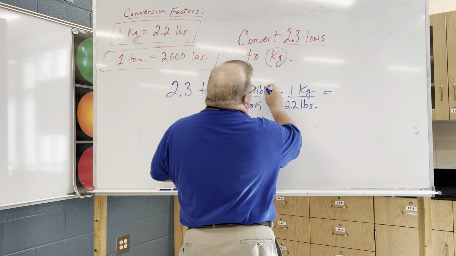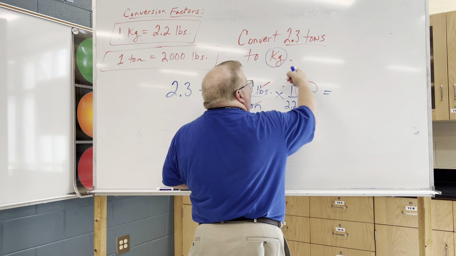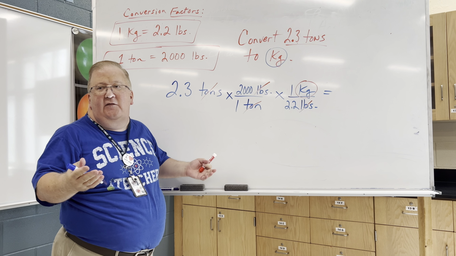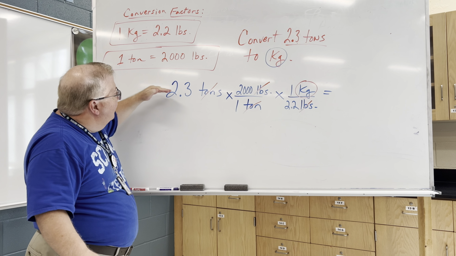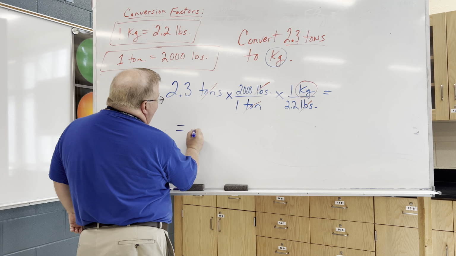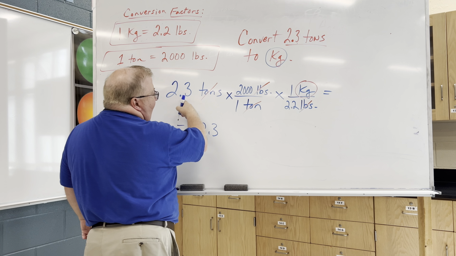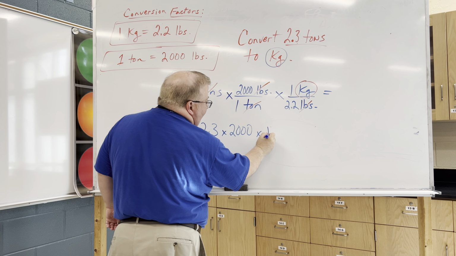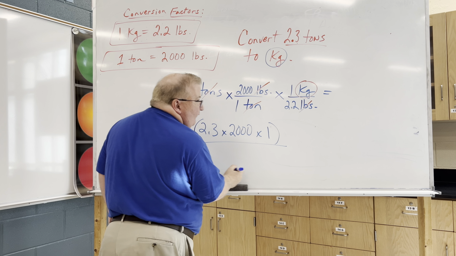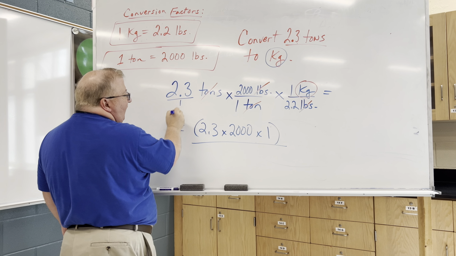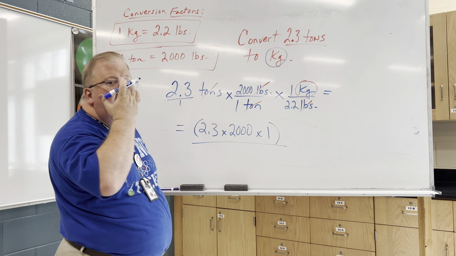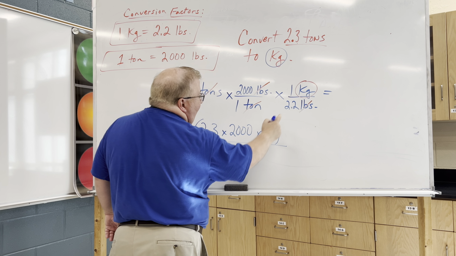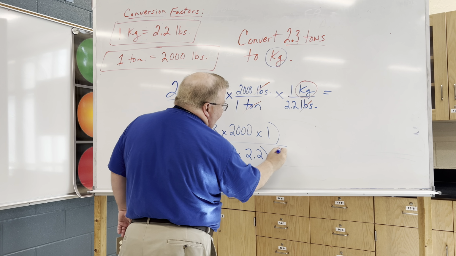All right. Now all I have to do, because I'm left with the desired unit, right? So now I just have to crunch the numbers, do the math. I'm going to multiply it all the way across, and I'm going to rewrite it for you. So I'm going to do 2.3 times 2,000 times 1, over, we know that's really over the number 1. Any number by itself is over the number 1. So 1 times 1 times 2.2.